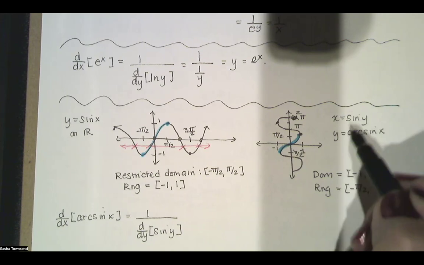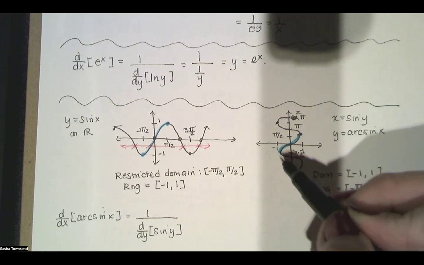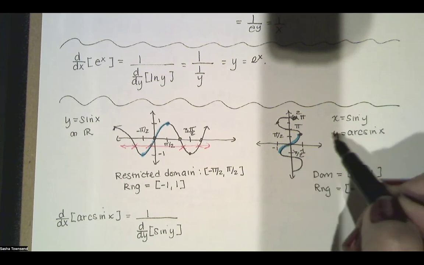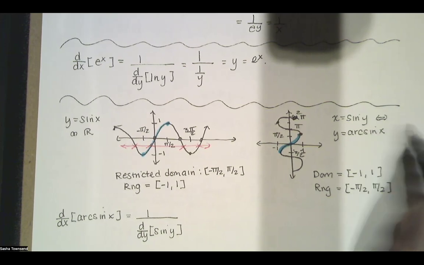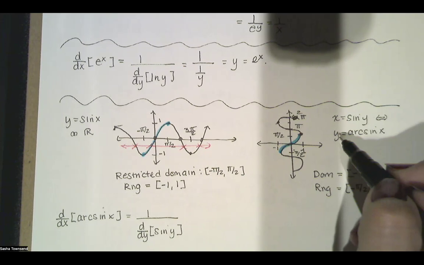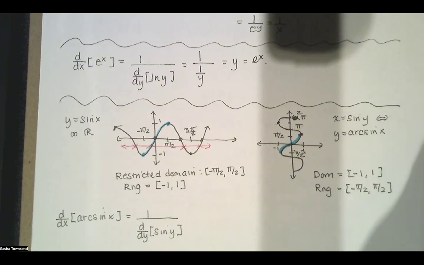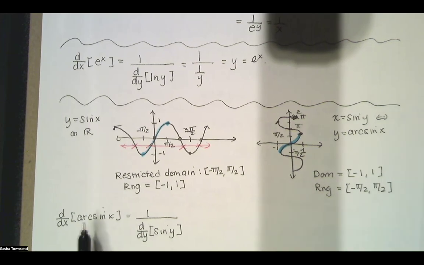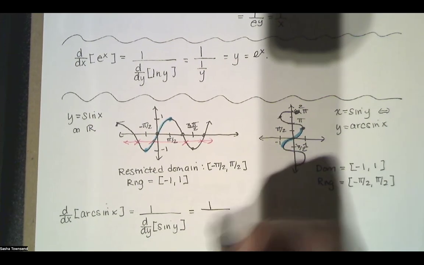Now, my claim is that these are two different ways to represent that same curve. We're just looking at that blue part of the curve. If I take the sine of both sides, I get this equation. So these equations are actually equivalent to each other, provided that our y's are in the appropriate range. So y has to be between -pi over 2 and pi over 2, and x has to be between -1 and 1. So that's true. Then you say, okay, well, what is the derivative with respect to y of sine of y? It's cosine of y.